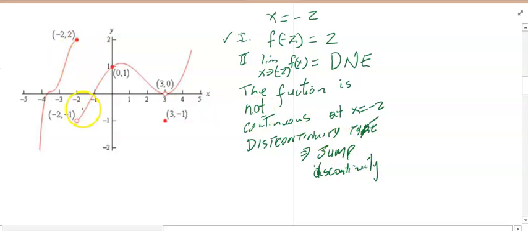Because it has a gap. It's a gap. Gaps right there. Gaps down. Okay, let's look at x equals 0.